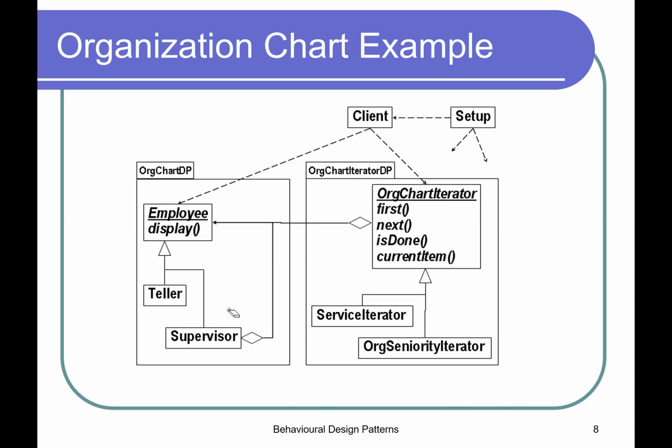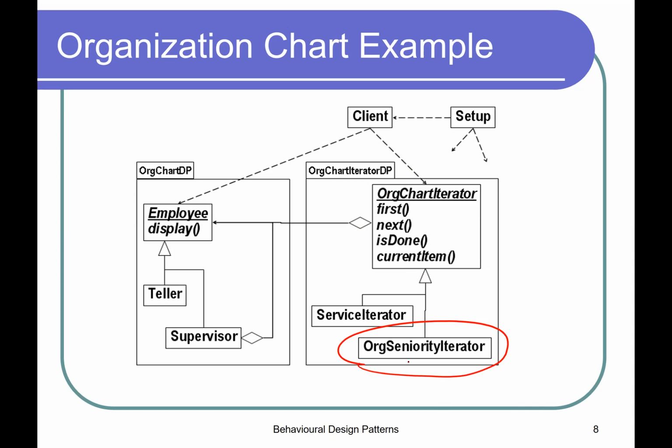So here's an example. I got a client, right? I got a whole bunch of employees, tellers, and supervisors. So these are my iterators. One of them, I'm going to iterate through my entire organizational chart based on the type of service that is being provided. So tellers first, then supervisors.